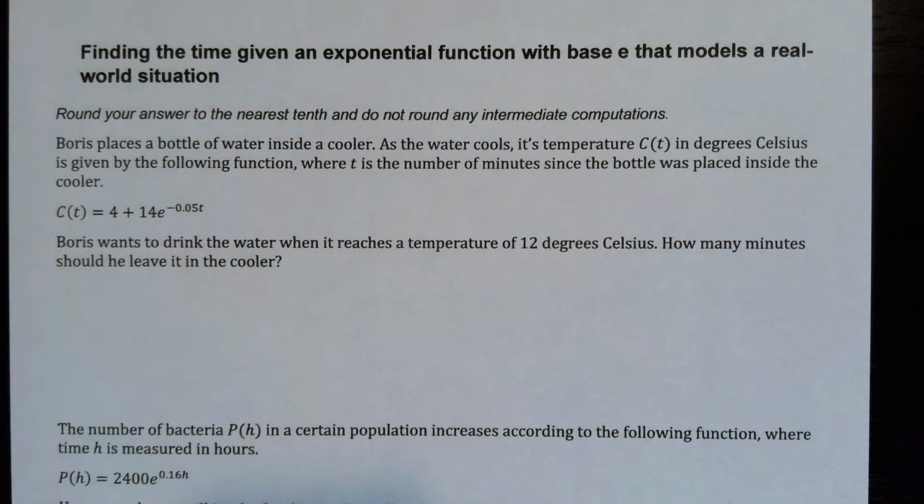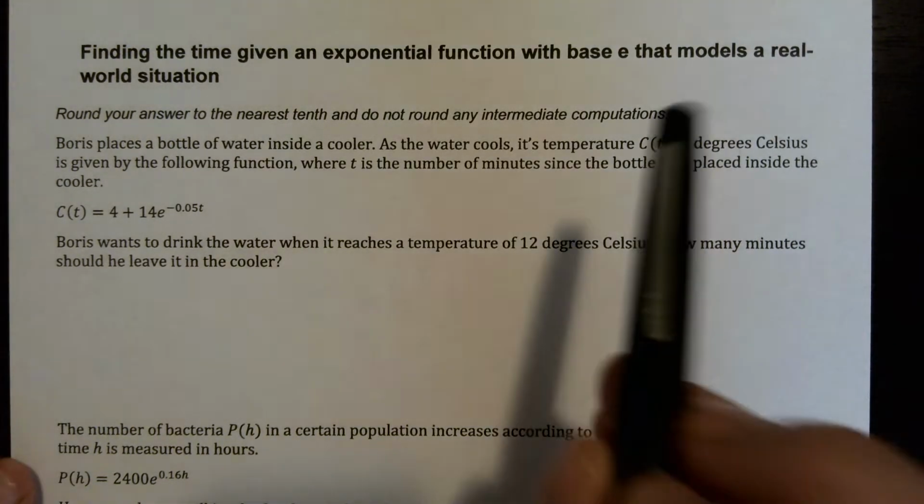Boris places a bottle of water inside a cooler. As the water cools, its temperature, C of t, is in degrees Celsius, and it's given by the following function, where t is the number of minutes since the bottle was placed inside the cooler. Okay, so we have C of t equals 4 plus 14e to the negative 0.05t. Boris wants to drink the water when it reaches a temperature of 12 degrees. How many minutes should he leave it in the cooler?